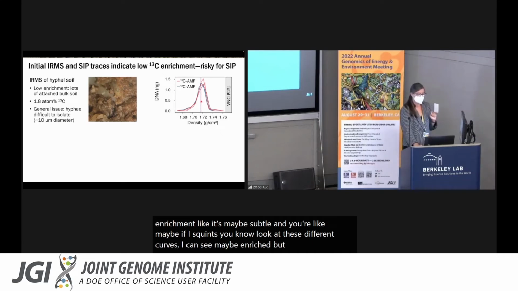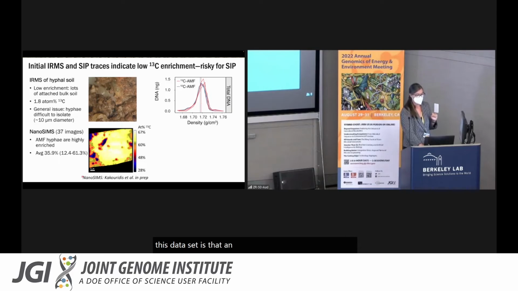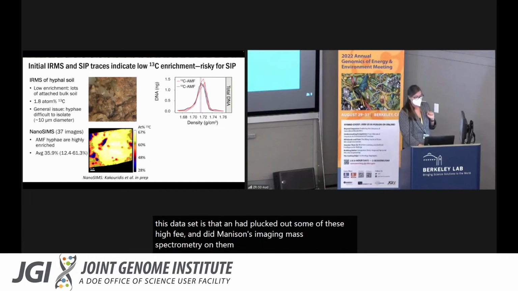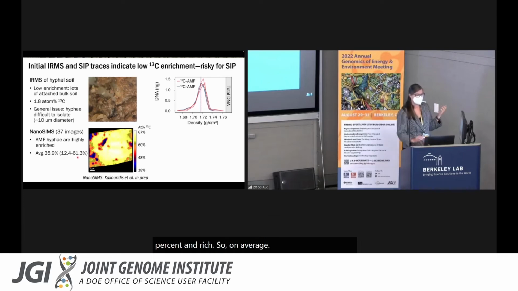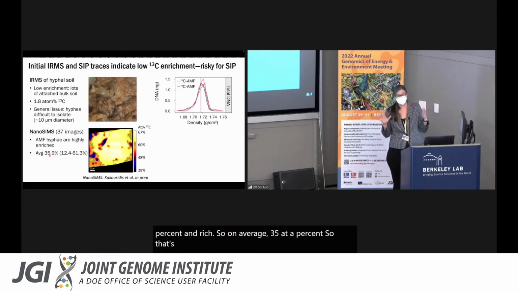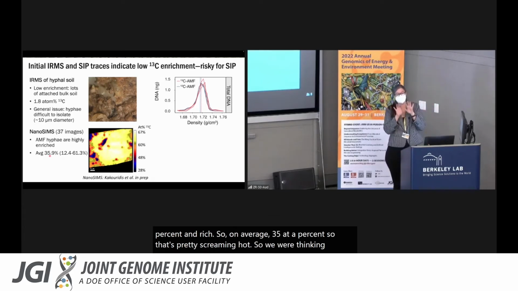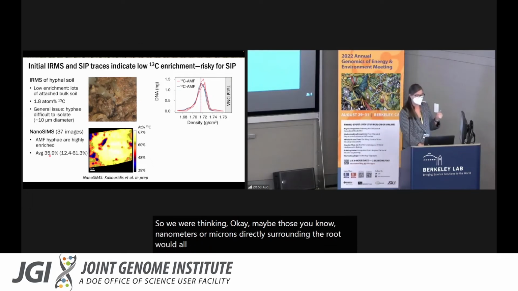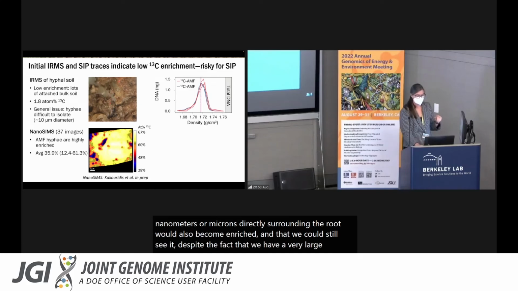But what gave us some confidence to move forward with this data set is that Anne had plucked out some of these hyphae and did NanoSIMS imaging mass spectrometry on them. And she found that they were within a range of 12 atom percent to 61 atom percent enriched. So on average, 35 atom percent. That's pretty screaming hot. So we were thinking, okay, maybe those nanometers or microns directly surrounding the root would also become enriched, and that we could still see it despite the fact that we have a very large 12C background.